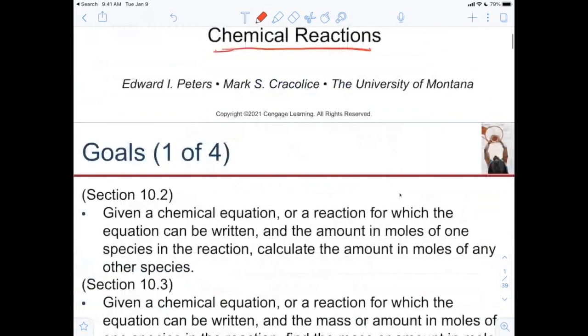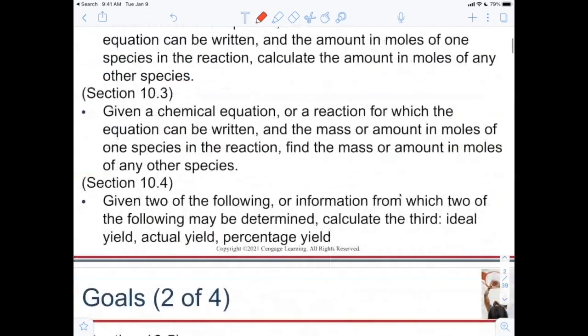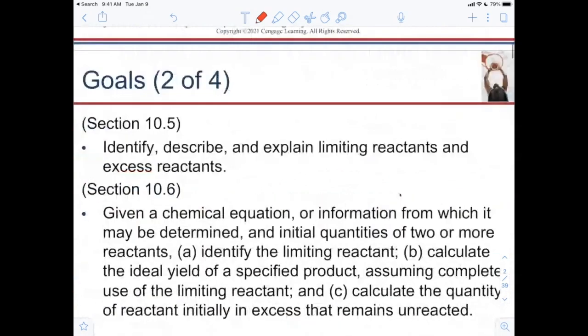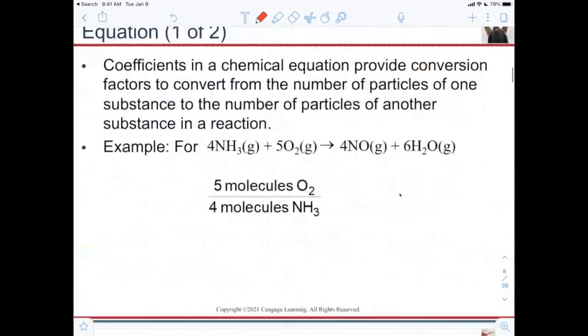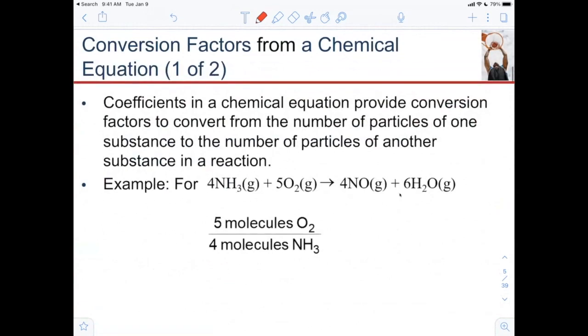So let's go right into it. I will skip over the pages that have goals. I won't go over that. It's very wordy, so feel free to read it on your own time. And I'll go straight to this slide right here.